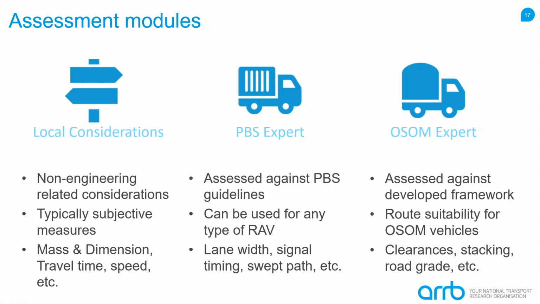So RAV RAT is basically made up of 3 different assessment modules. You've got local considerations, which essentially handles all non-engineering related considerations. The PBS Expert, which essentially assesses restricted access vehicles based on those PBS guidelines. And we've got a very broad over the size, over mass expert, which assesses against the developed framework that we came up with.